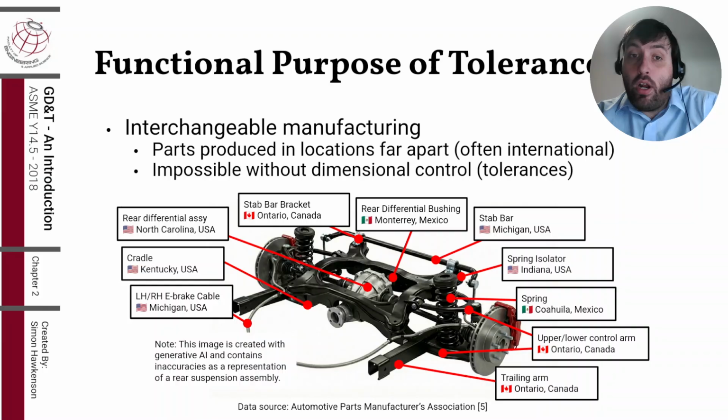Notice how many parts there are in this example of a rear suspension assembly. Also notice how distributed the manufacturing is. It's all over North America. So we have Michigan, Kentucky, North Carolina, Ontario, Canada, Monterrey, Mexico, Michigan, Indiana, Coahuila, Mexico, Ontario. It's all over North America.